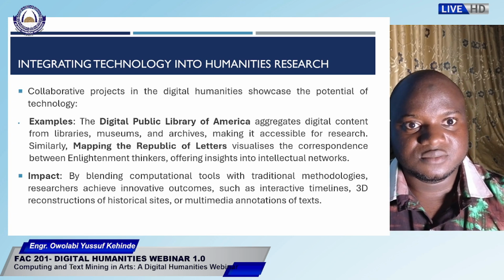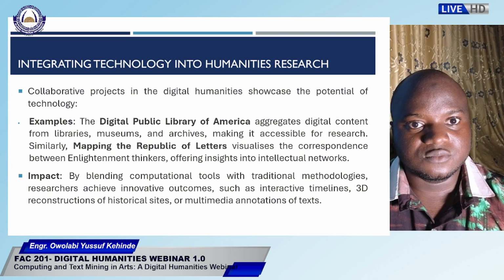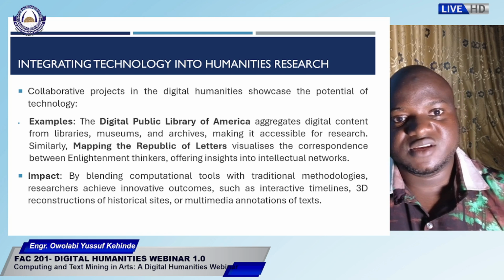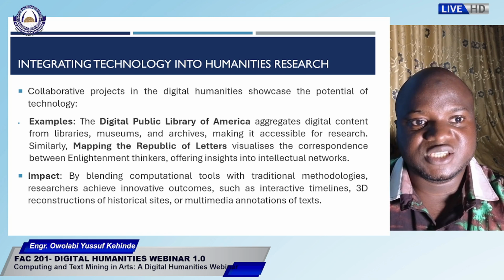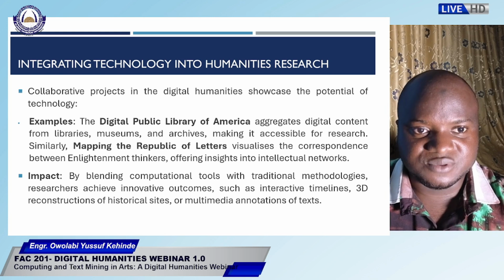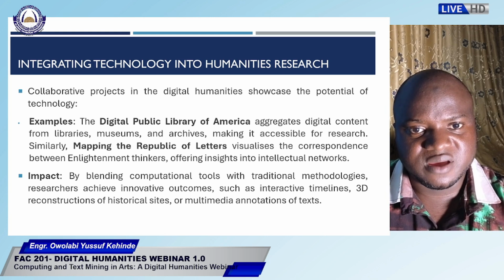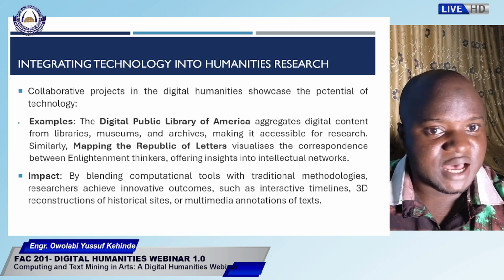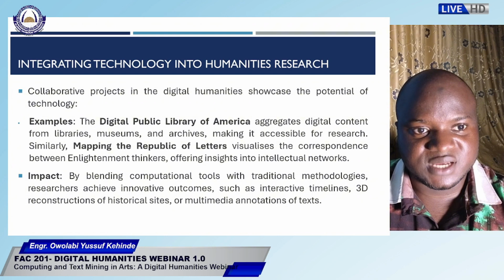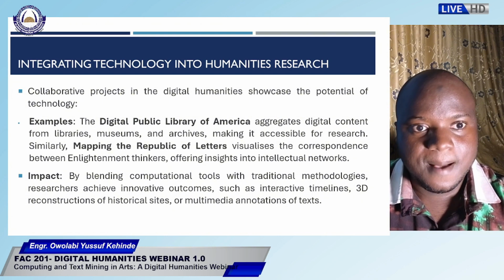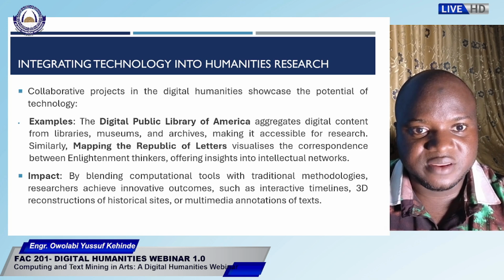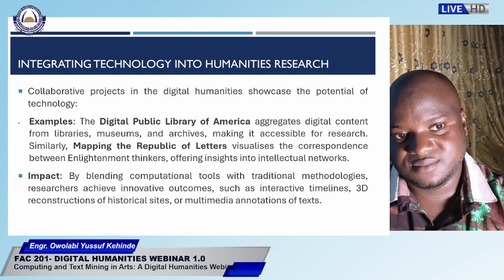Integrating technology into humanities research. Collaborative projects in the digital humanities showcase the potential of technology. Examples: the Digital Public Library of America aggregates digital content from libraries, museums, and archives, making it accessible for research. Similarly, Mapping the Republic of Letters visualizes the correspondence between Enlightenment thinkers, offering insight into intellectual networks.